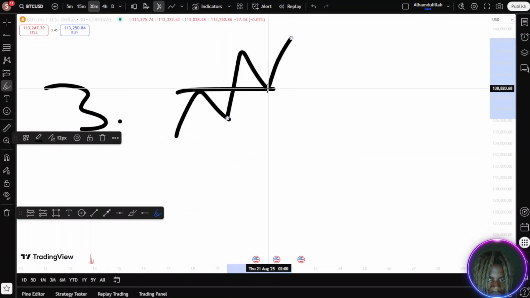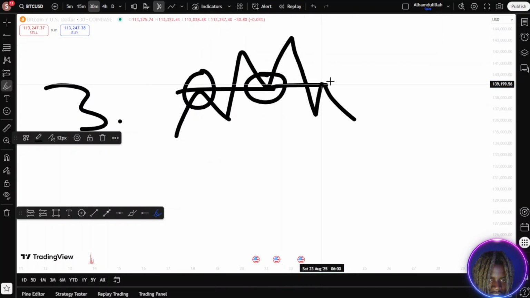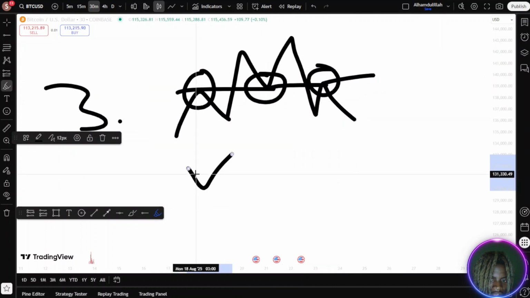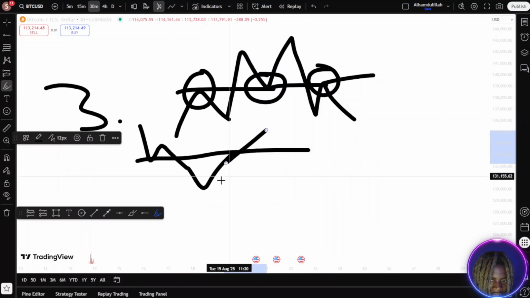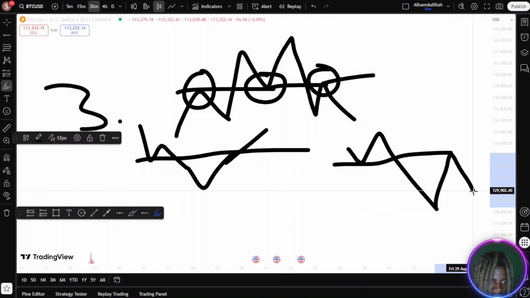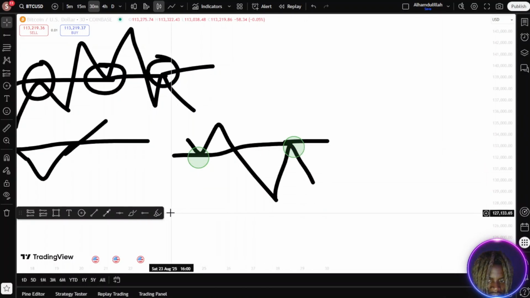And just like we know resistance can be broken and turn into support, support can be broken and turn into resistance, okay? But there's also times where it might not do that. There's times where price might just run through the support instead of turning the support into resistance, okay? So here in this example, the support turned into resistance. But then in this example, the support just got ran through. It did not turn into resistance. It just ran through it. And if it does that, that's really good.